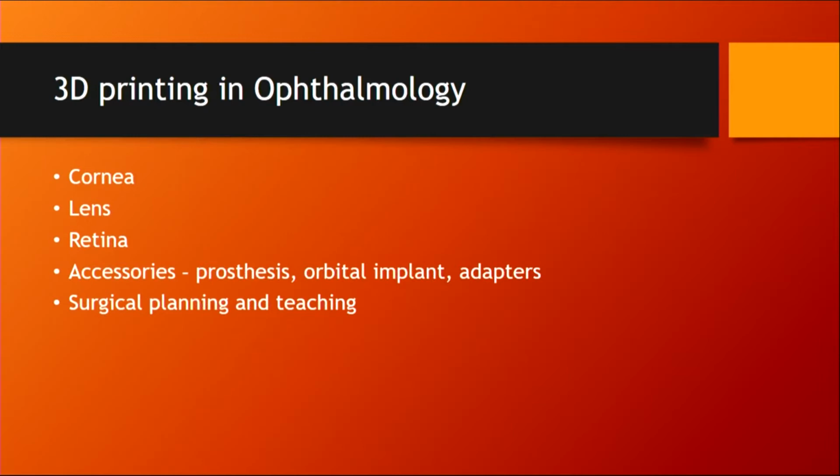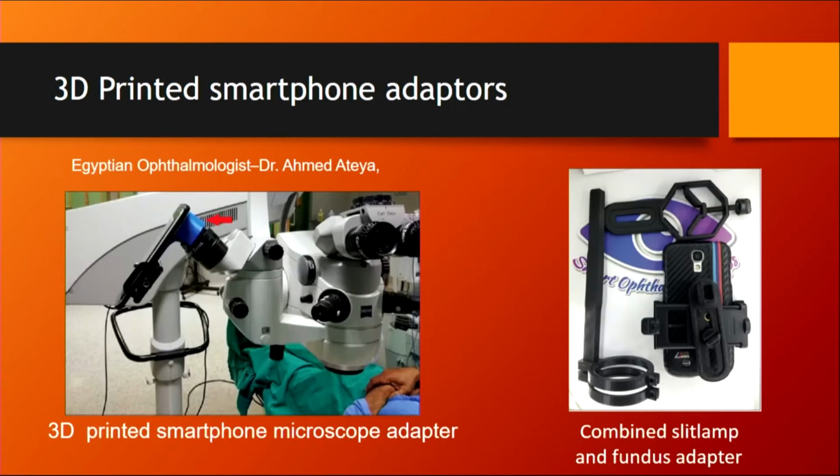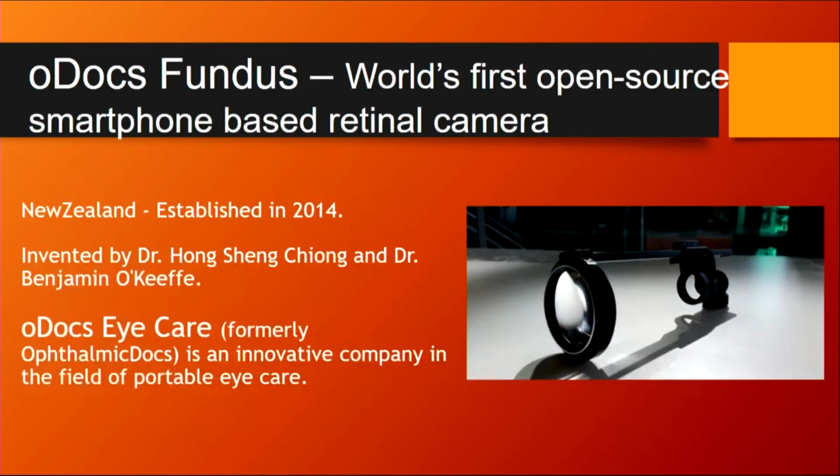In ophthalmology, 3D printers are used for making cornea, lens, retina, accessories such as prosthesis, orbital implants, adapters, and for surgical planning and teaching. I will cover most of them briefly. Here you can see Ahmed Atiyah's 3D printed smartphone microscope adapter. This has already been discussed by Dr. John. It is used to capture surgical videos by attaching to the side scope.